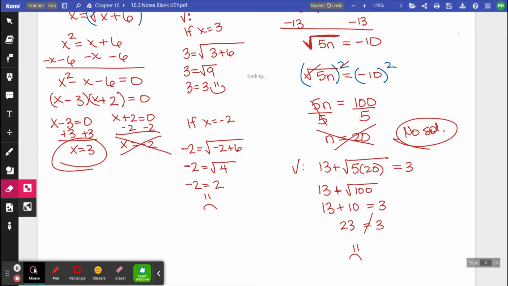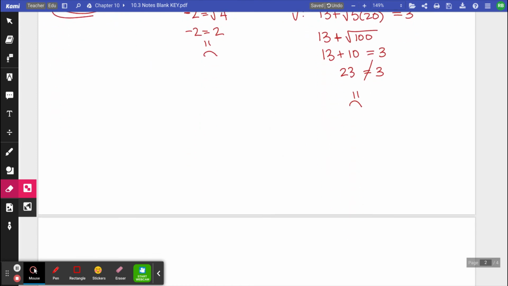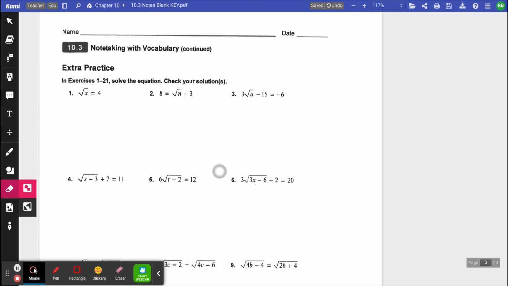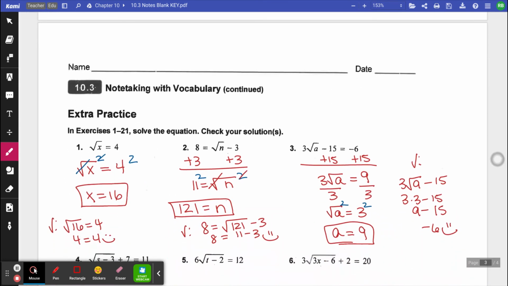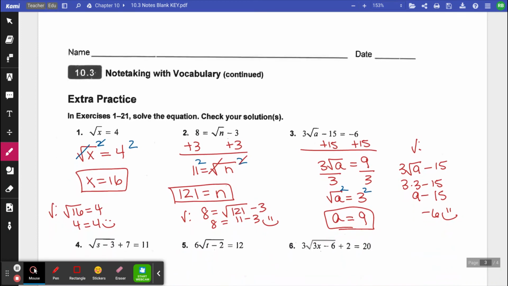Solve it, get your variable isolated, solve for it, and then check your work to see if there is an extraneous solution. Okay, what I would like you to do is on this page, I would like you to pause the video and do numbers 1 through 3, and then unpause the video and check your answers. Okay, so here are the answers, and I hope that you paused the video and did them on your own. But your answers should be 16, 121, and 9.